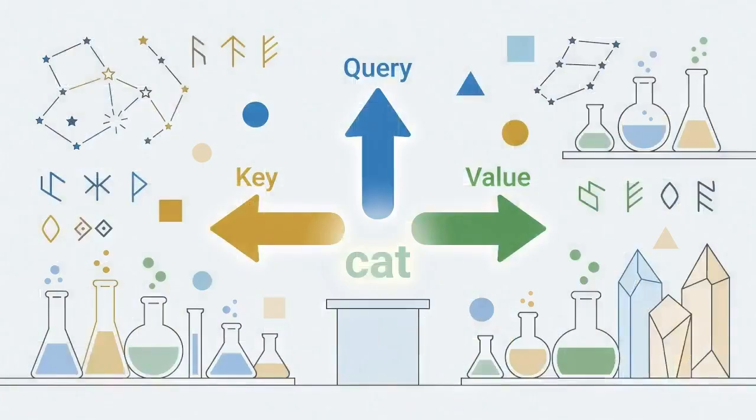Every word creates 3 vectors, 3 arrows pointing in different directions through space. The query is what the word is looking for, its question. The key is what the word has to offer, its identity card. The value is the actual meaning the word carries, its payload. These 3 vectors are the raw materials from which attention weights are forged.